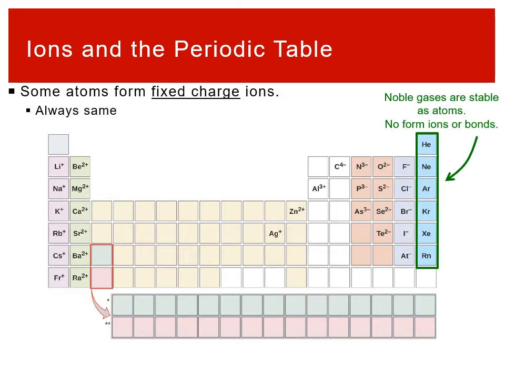The first region is the noble gases. The noble gases are stable as atoms. They do not form ions or bonds, right? One of the whole points of noble was that they were non-reactive. Since they are non-reactive, they don't do chemistry. Forming an ion is doing chemistry. Noble gases do not form ions. So they just don't do that. They're going to always just stay neutral.